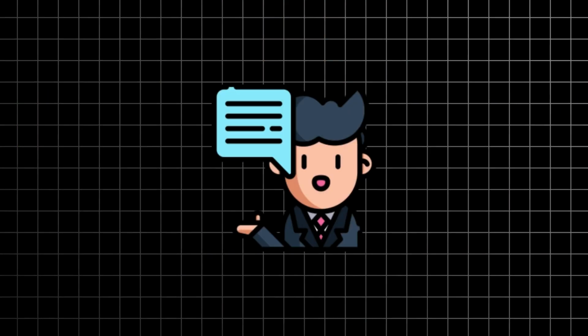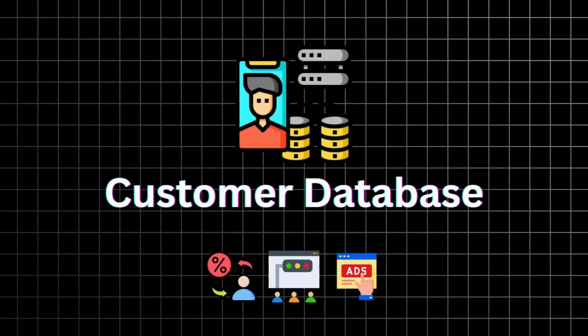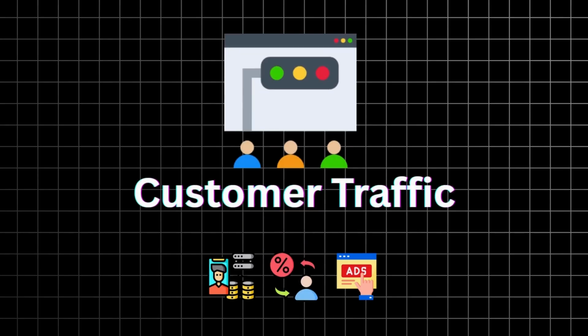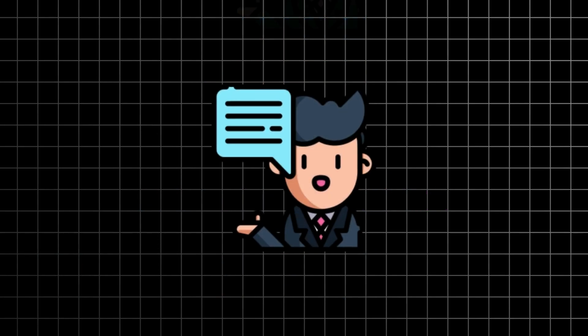And that's a wrap. You just got the full breakdown of the 4 major digital network company indicators. We talked about the customer database, how it helps you get inside your customer's mind. We dove into conversion rates, showing how well your ads turn interest into action. We looked at customer traffic, and why more visits mean more chances to sell. And finally, we checked out ad cost returns, where you figure out if your marketing is actually making bank. Use these 4 tools, mix in some smart strategy, and your digital hustle is going to be unstoppable.